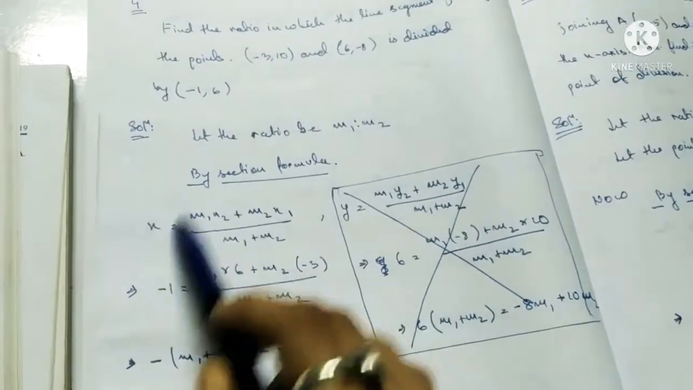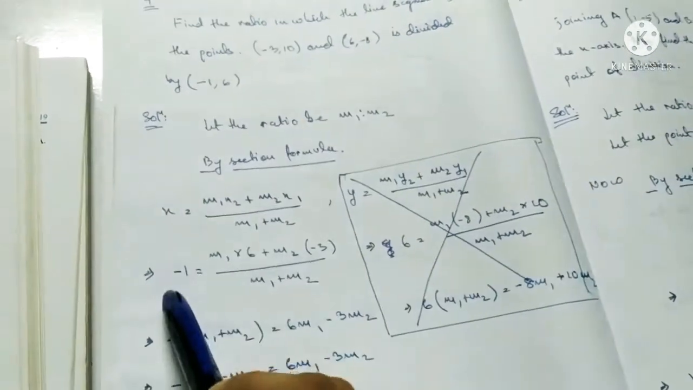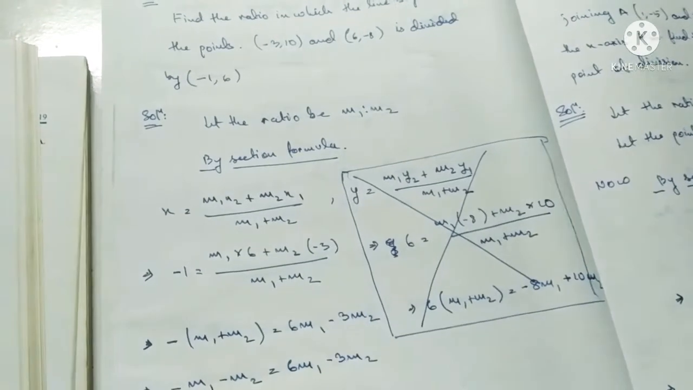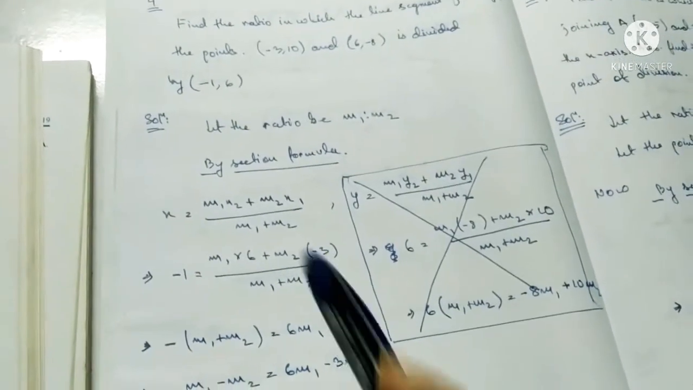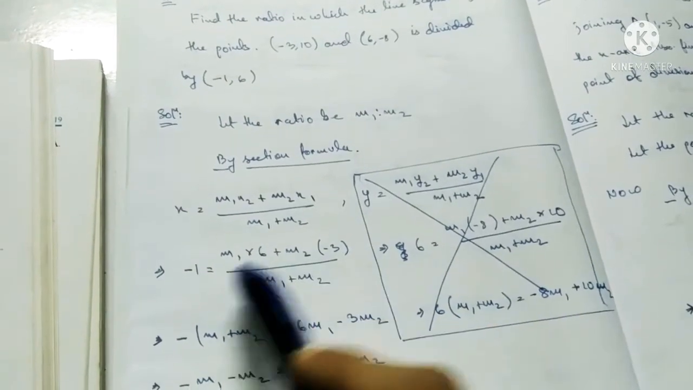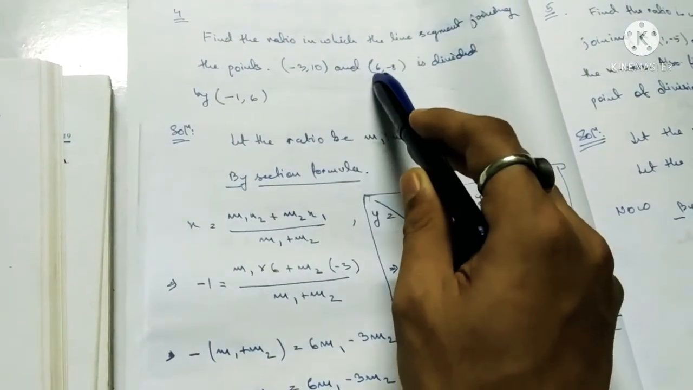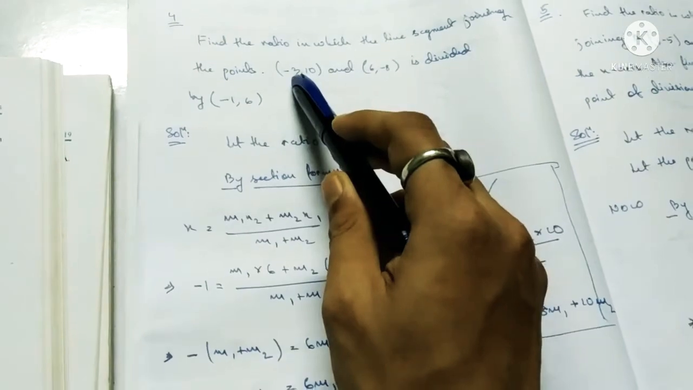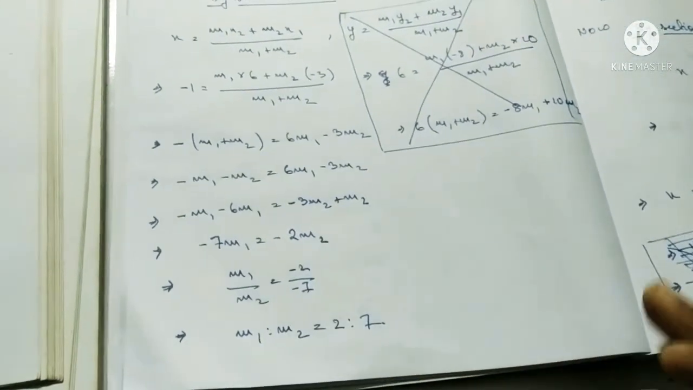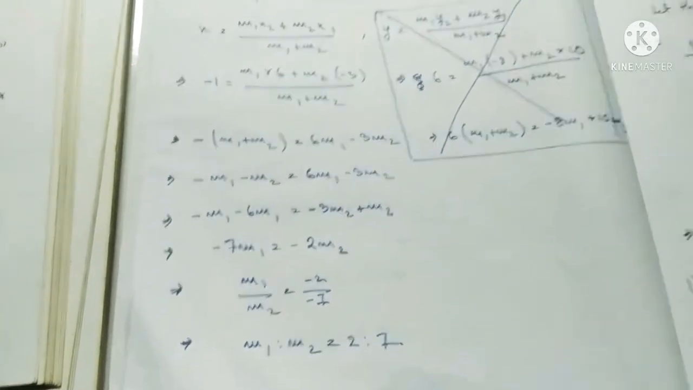So x is equals to this formula, x value -1, and I have to find the ratio m1 and m2, yes or no? Yes, m1 is to m2 I have to find. So therefore in here x2 will be 6 and x1 will be -3. Okay, ultimately when I solve it, m1 is to m2 is equals to 2 is to 7 I will get. That much only. In here again nothing there.